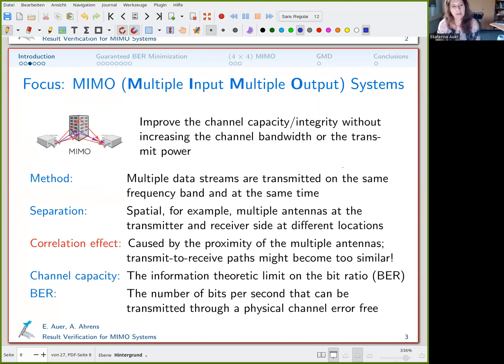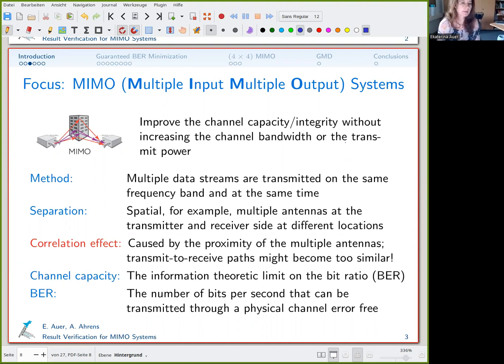Or let's say we have to look out for spatial separation. That means those multiple antennas on the receive and transmit side need to be separated spatially. They need to be placed at different locations. And if those locations are too close to each other, then the so-called correlation effect may happen. That means that the transmit to receive path might become too similar, impairing the transmission. So this is a point that we will also take a closer look at during this talk.